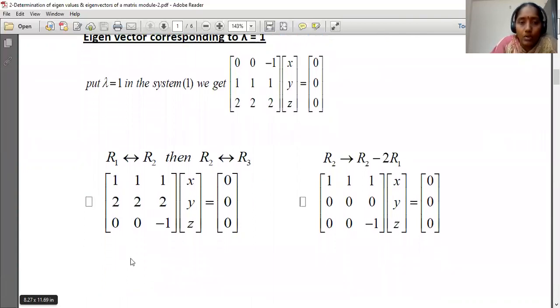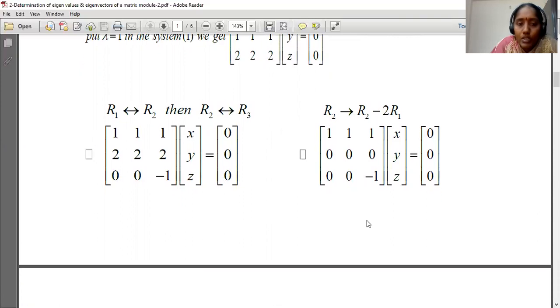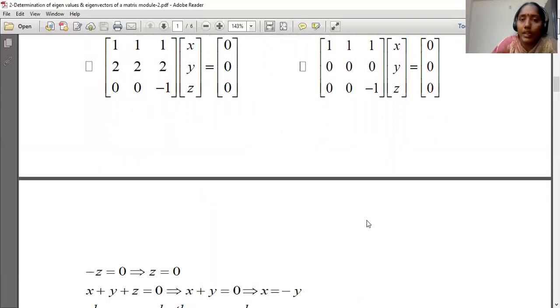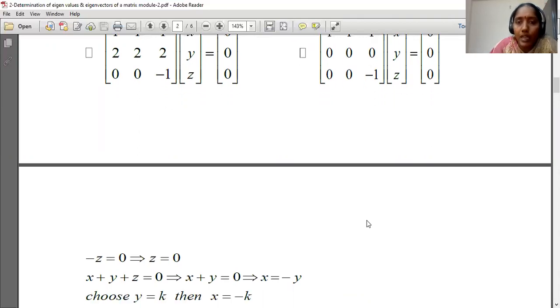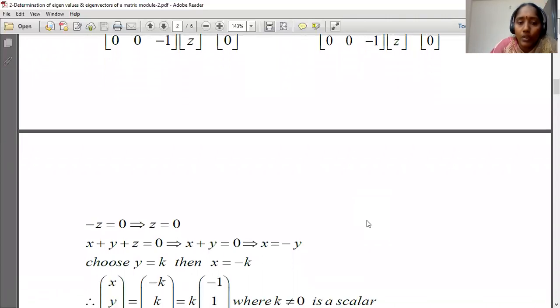Now applying another elementary transformation, R2 becomes R2 minus 2R1, and the entire second row becomes 0. Again interchange the rows, and then it becomes row echelon form. Then write the equations from that matrix: x plus y plus z equals 0 and z equals 0. Since z equals 0, it becomes x plus y equals 0.